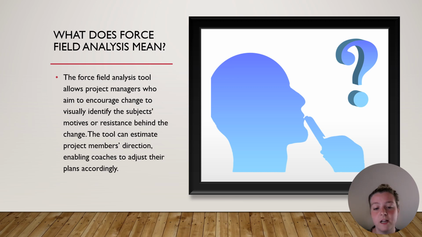By visually identifying these forces, the project managers can estimate the direction of the project members' discussions and adjust their plans accordingly. Based on the force field analysis, the project managers are able to develop a strategy to encourage change. They understand the resistance behind the change and are able to address it effectively.